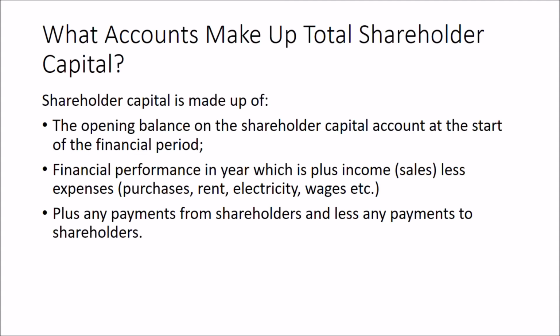What accounts make up total shareholder capital? Shareholder capital is made up of the opening balance in the shareholder capital account at the start of the financial period, financial performance in the year, which is plus income, sales, less expenses, purchases, rent, electricity, wages, etc., plus any payments to or from shareholders. At level 3, you'll see that at the end of the financial period, the movements during the financial period, points 2 and 3, are transferred to the shareholder capital account for the start of the next financial period.